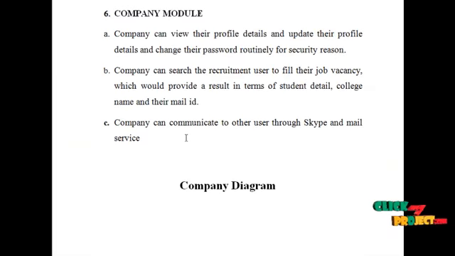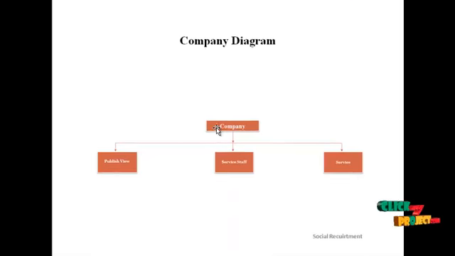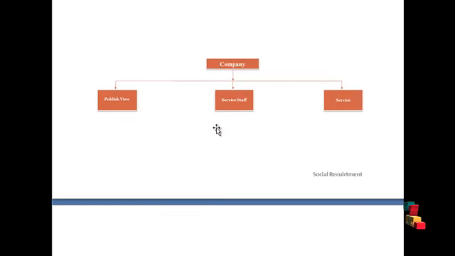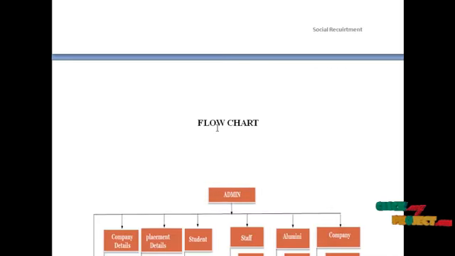The next module would be the company module. Company can view their profile details, update their profile details and change their password routinely for security reasons. Company can search for a recruitment user to fill their job vacancy, which provides the result in terms of student detail, college name and their mail ID. Company can communicate with other users through Skype service or through mail services. The data flow diagram of the company module is as shown below. The next would be the flowchart for the above project.